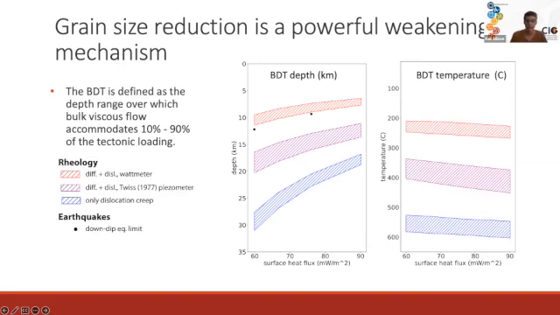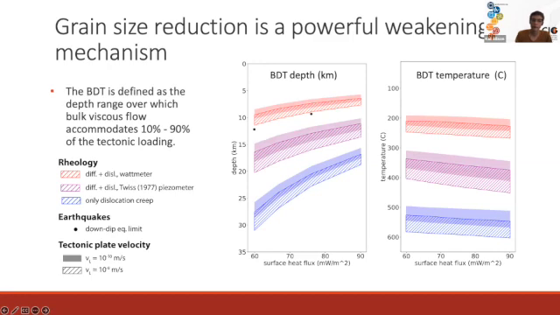For a given rheology, temperature is the primary factor that controls the depth of the BDT, which can be seen in this plot on the right, in which the BDT occurs at a roughly constant temperature for each of these three rheologies. However, these rheologies are also strain rate dependent. So the hatched regions show the BDT for a tectonic plate velocity of 10 to the minus 9 meters per second, and the solid regions show the BDT depth for a tectonic plate velocity that's a factor of 10 slower, 10 to the minus 10 meters per second. This corresponds to a lower background strain rate and produces a shallower BDT at temperatures 20 to 40 degrees cooler.